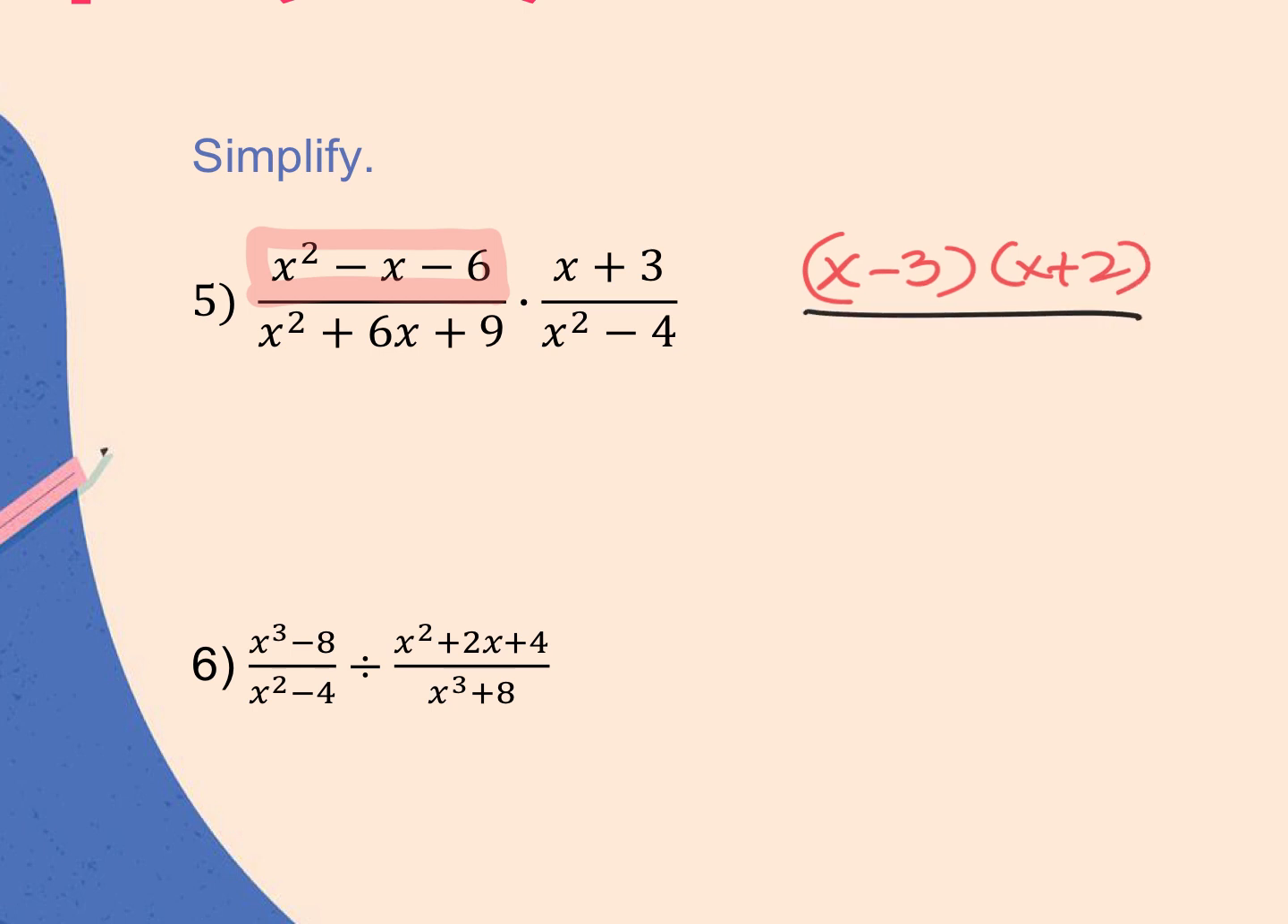For the denominator, notice here I have a perfect square trinomial. Or you could do it the traditional way, factors of 9 that combine to give you 6. And those factors are going to be +3 and +3.